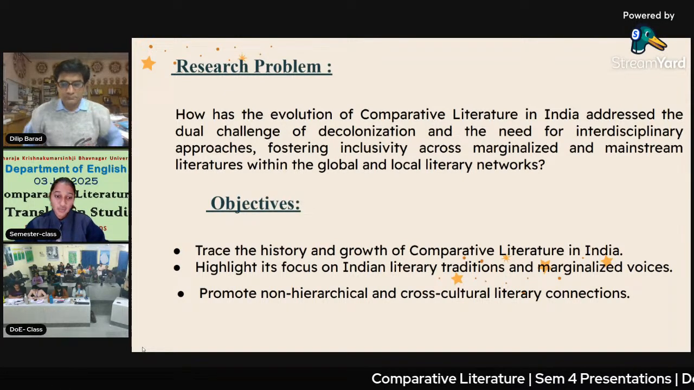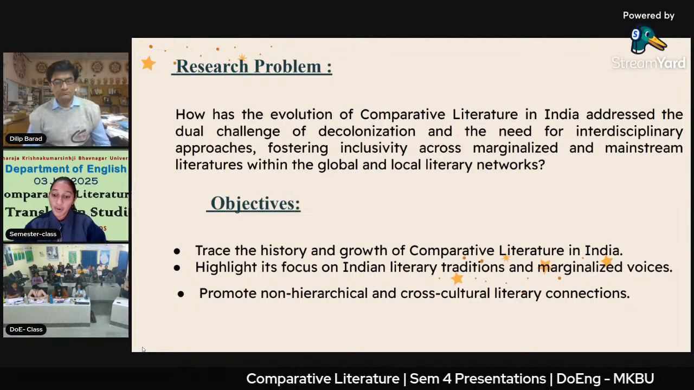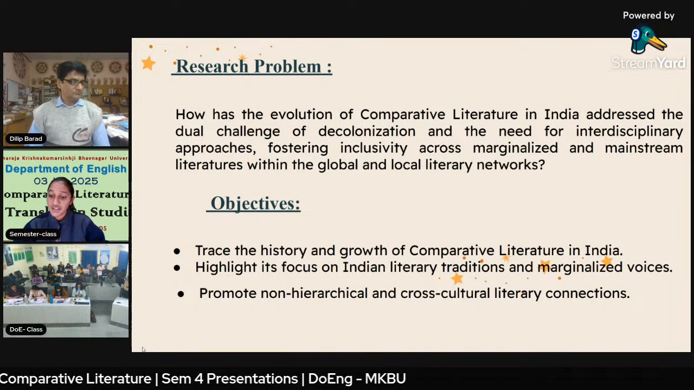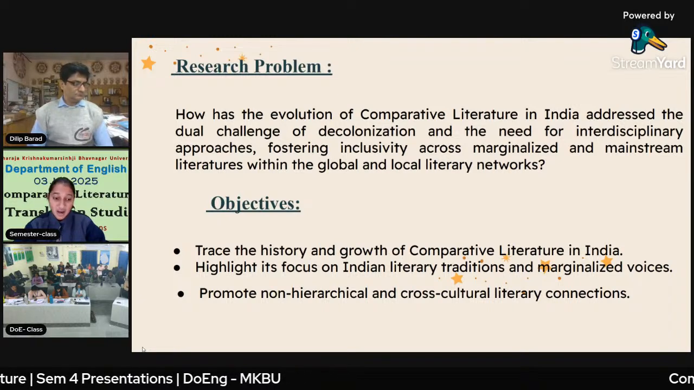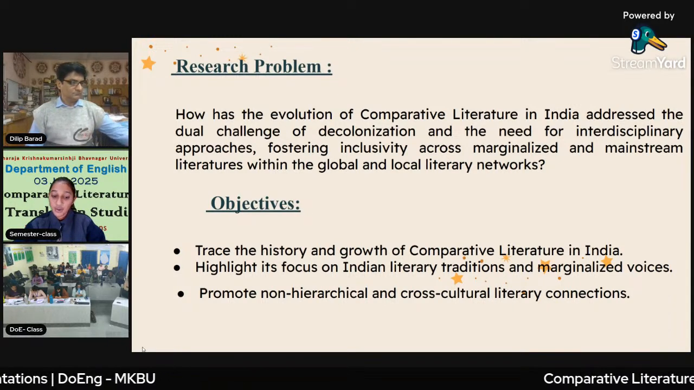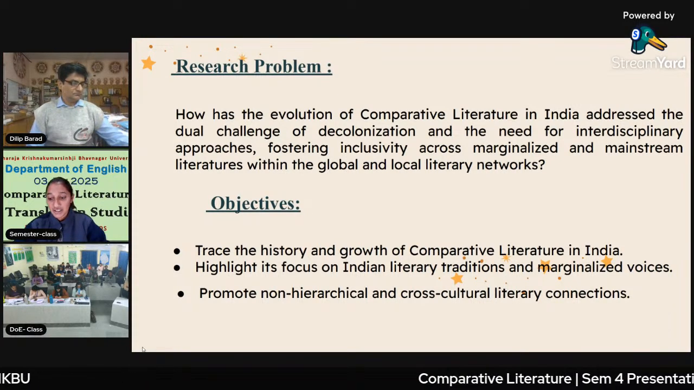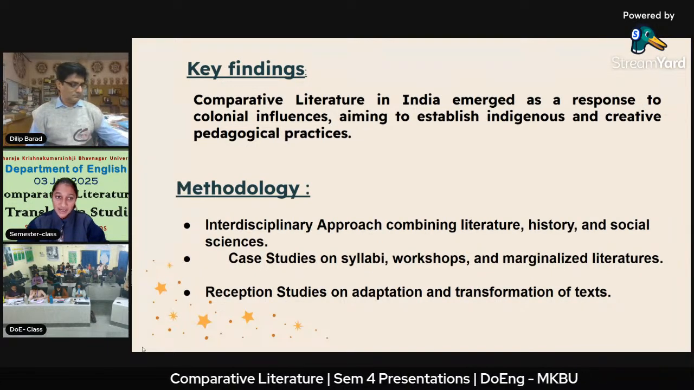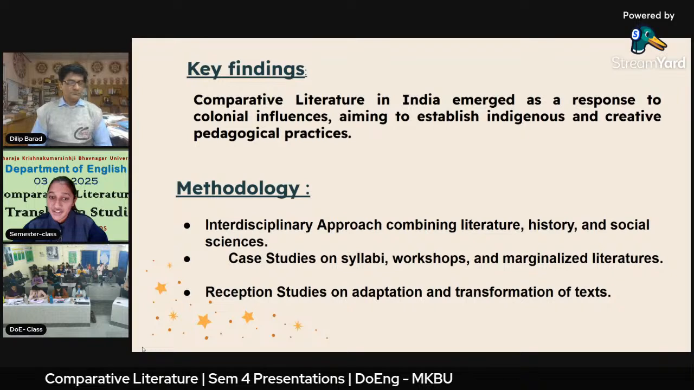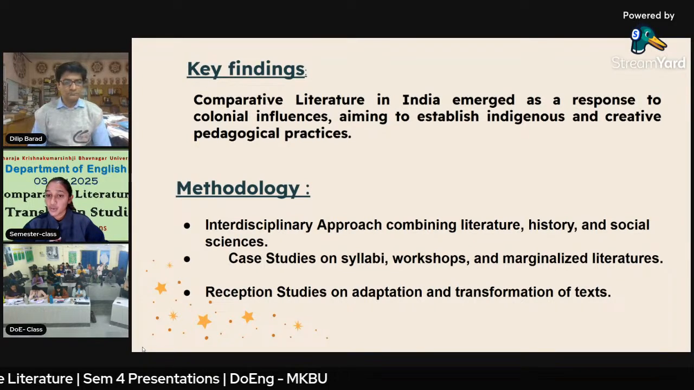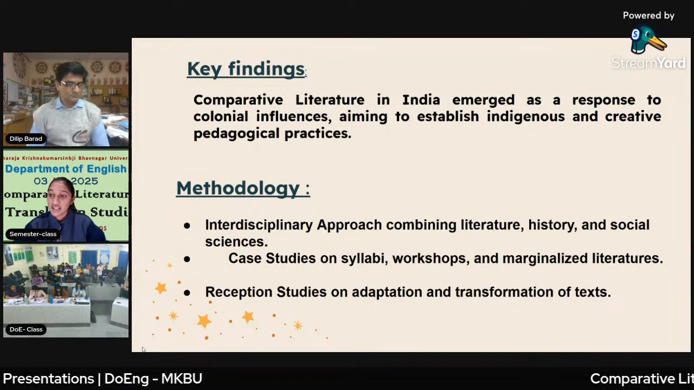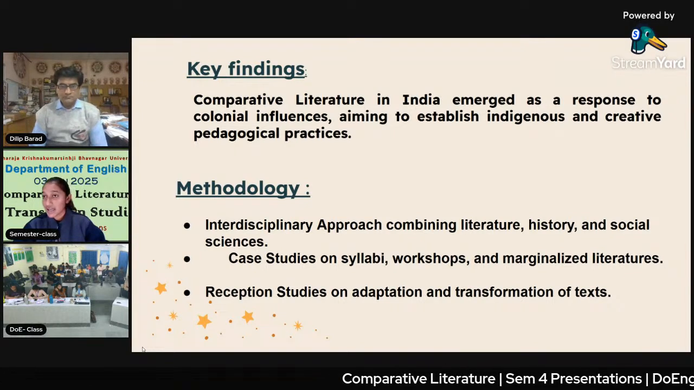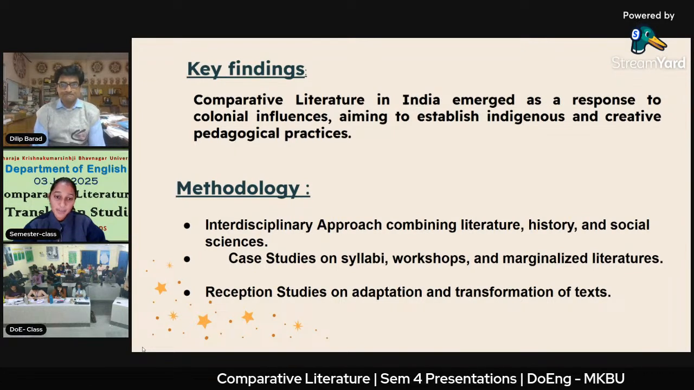The objective is to focus on the history and growth of comparative literature in India, highlight its focus on Indian literary tradition and the voice of the marginalized, and promote non-hierarchical and cross-cultural literary connection. Now the key finding in the article is that comparative literature in India, according to Subha Chakraborty, emerged as a response to colonial influence, aiming to establish indigenous and creative pedagogical practice.